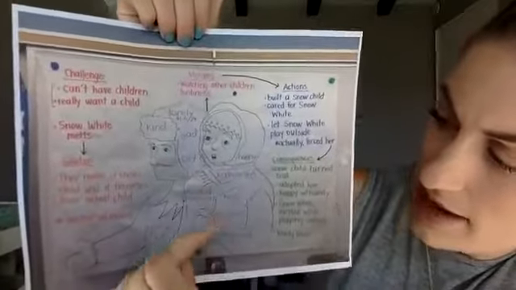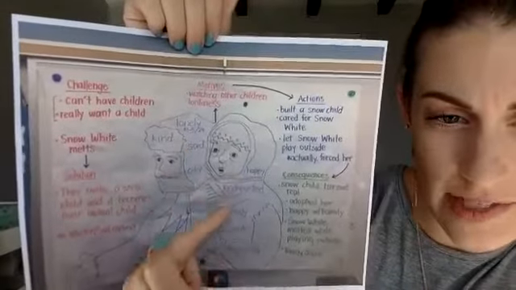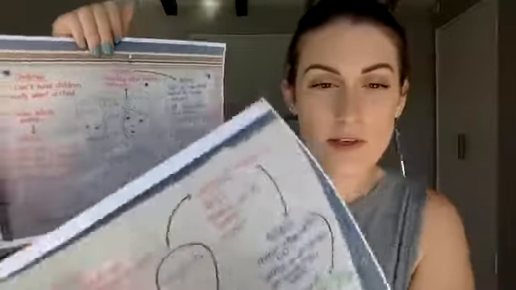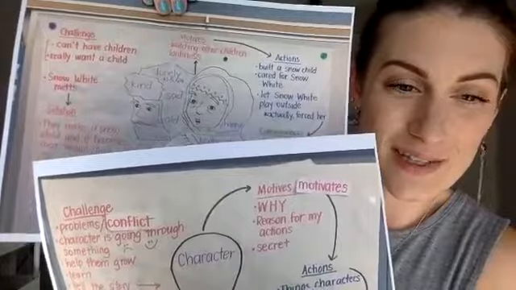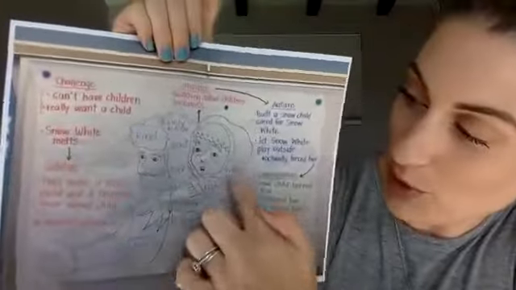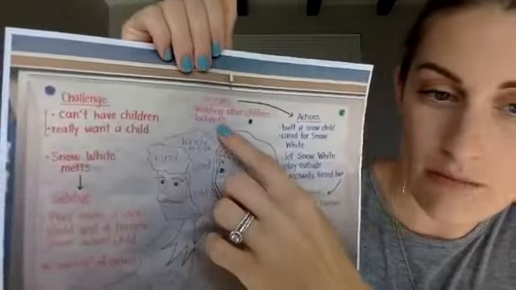So we start by describing our characters with their character traits, their adjectives. And if you notice, same colors too. So the kids, it's very visual. So purple. Then I go into what motivates them.